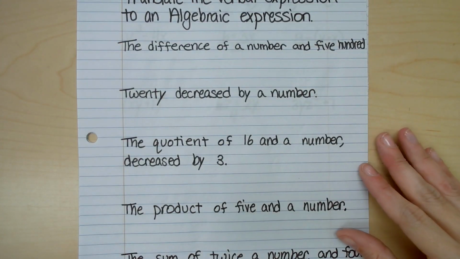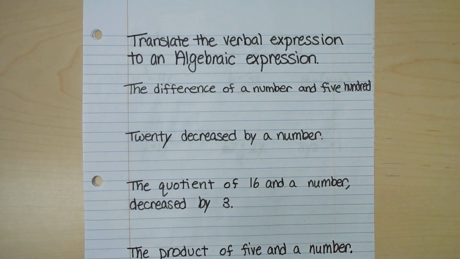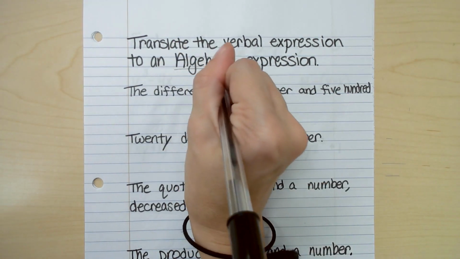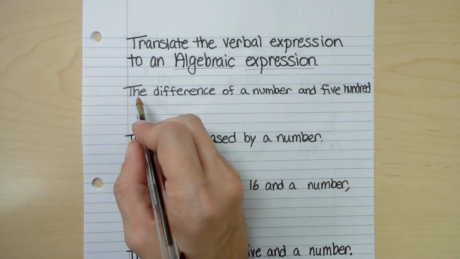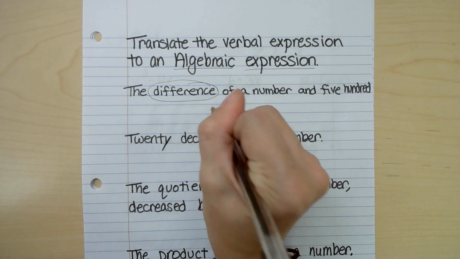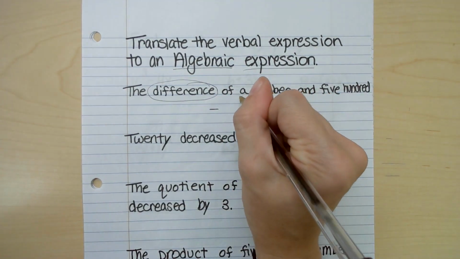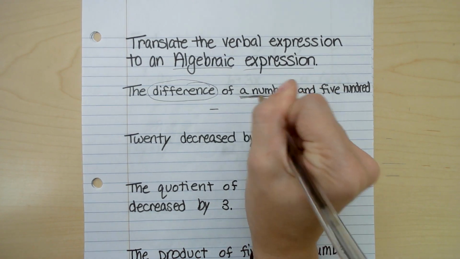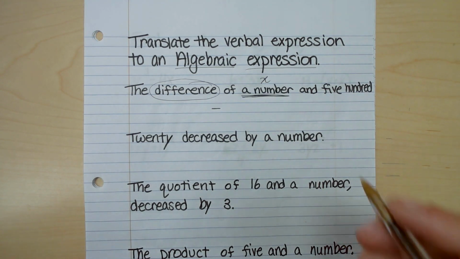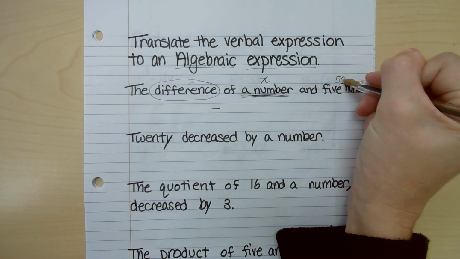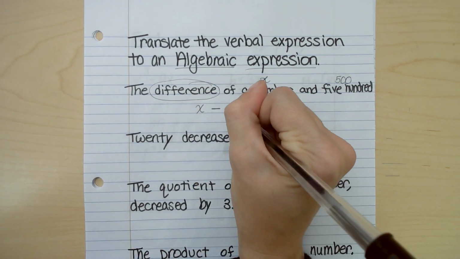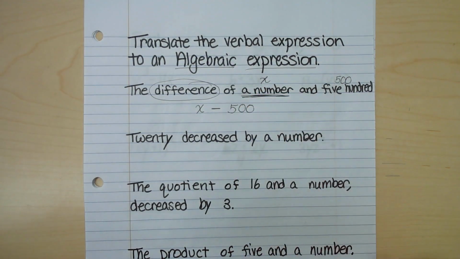The next topic on the test is algebraic translations. So we're going to practice translating a verbal expression into an algebraic expression. The first one says, the difference. Well, difference tells me I'm going to be subtracting. The difference of a number. Well, when it's a number, we replace it with a variable. So the difference of a number and 500. So we would rewrite this as x minus 500.